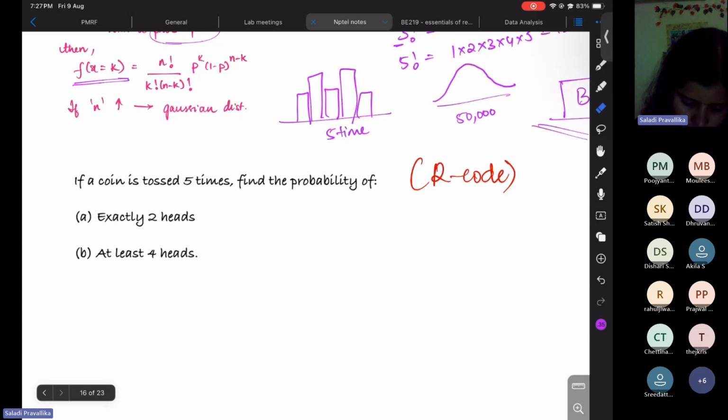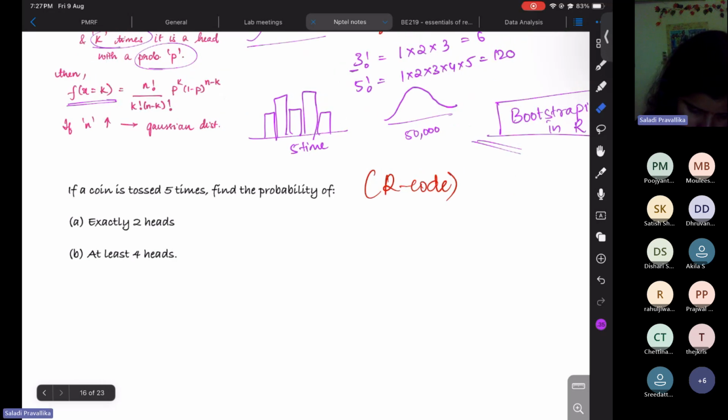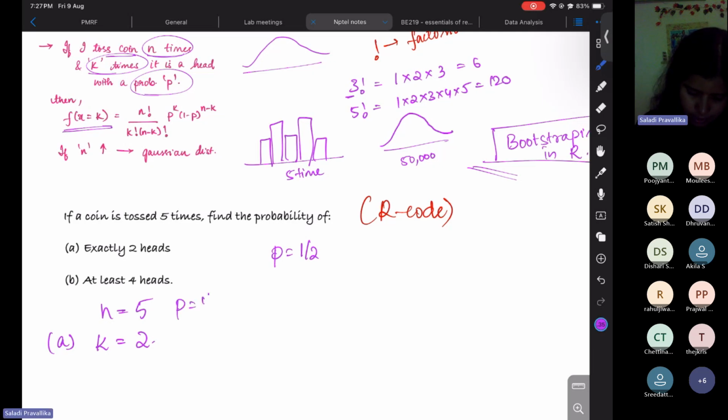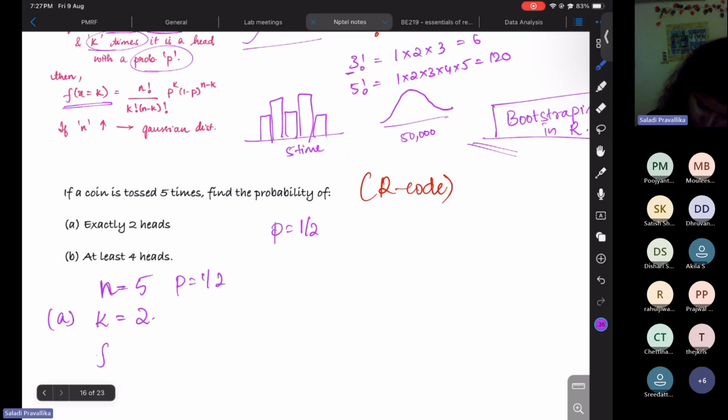Okay. So let us write the parameters first. We are tossing it 5 times, so n is equal to 5, right? And in the first part, k is equal to 2. Let us take the probability p equal to 1 by 2. Exactly getting 2 heads, so that is f of x equal to 2, right?